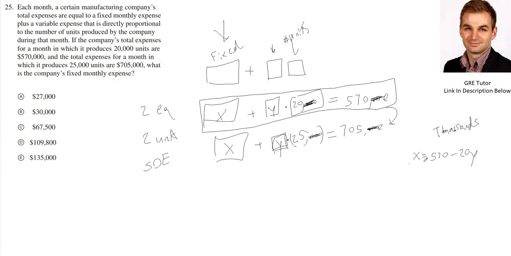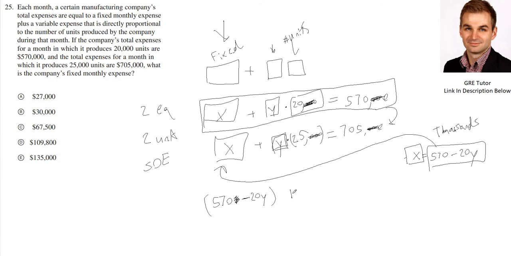So now I know that x is equal to this. And what I'm going to do is I'm going to plug this x, and what it equals, I'm going to plug that right into x for this equation. So now what we know is that instead of x, we're going to write 570 minus 20y right here in parentheses, plus 25y is equal to 705. Okay, so now we have this, and we can try and solve for y.